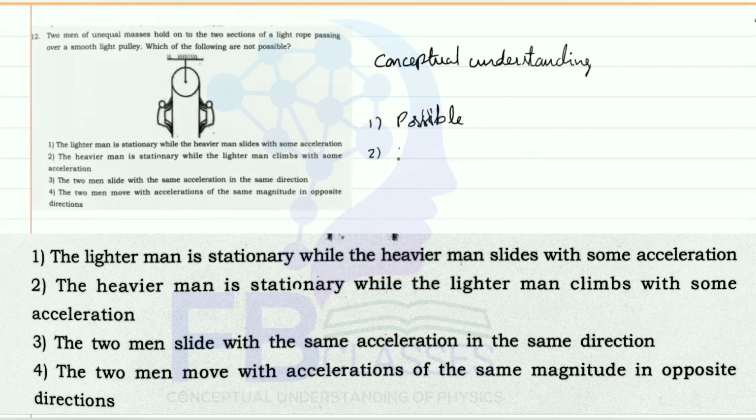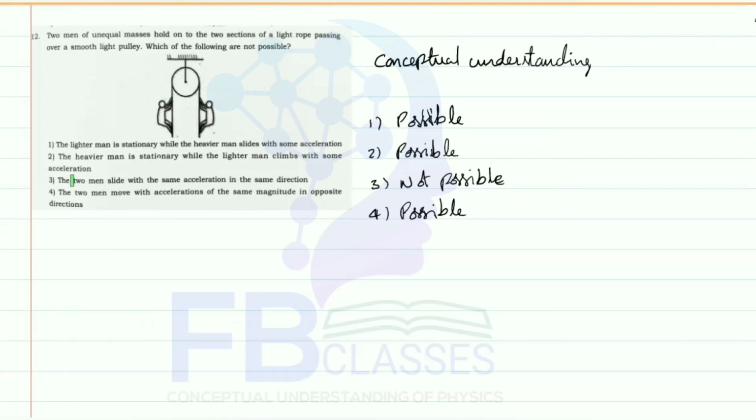In the same manner, the second one is also possible. The heavier man is stationary while the lighter one climbs with some acceleration. So the third one is not at all possible, because the two men sliding with the same acceleration in the same direction is not possible, since they have different masses. So the fourth one is also possible. The two men moving with acceleration of the same magnitude in opposite direction. Yes, it is possible. So our correct option is the third option. That only is not possible. Okay, hope you understand, students.